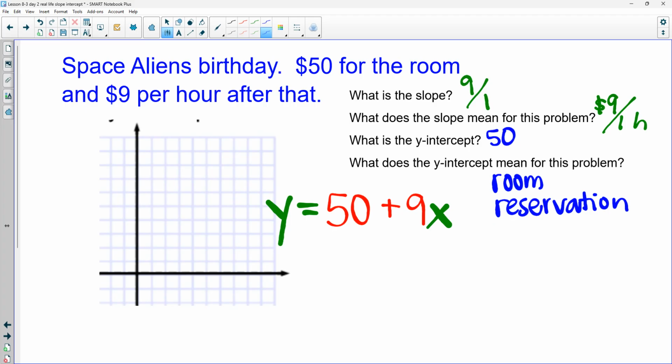Again, I don't love a slope of 9, but I can handle it. I'm going to start at 50. $50, the party hasn't started yet. And then I have to do rise 9, so I got to estimate a little bit. Run 1, rise 9, run 1, rise 9, run 1, rise 9, run 1.